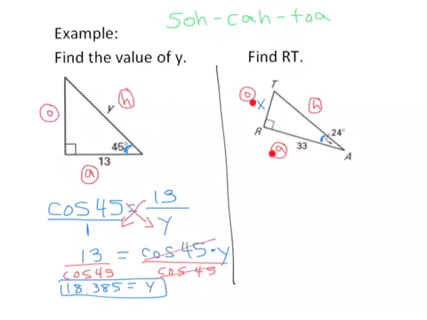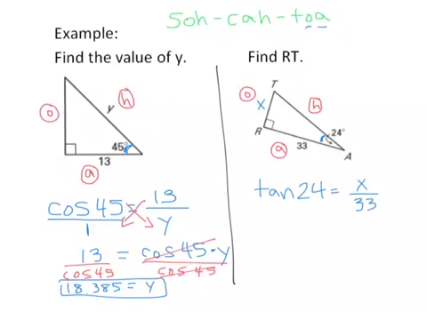So I need to know which trig ratio uses the opposite side and the adjacent side and leaves out the hypotenuse. Well, that would be tangent. So we're going to write tangent of the 24-degree angle is equal to the ratio of the opposite side over the adjacent side. Again, opposite has to go on top and adjacent on the bottom. So that's x over 33.